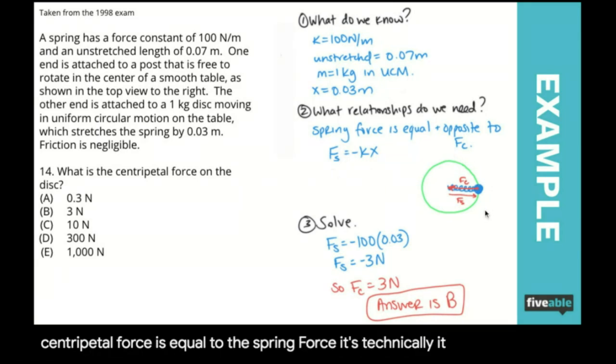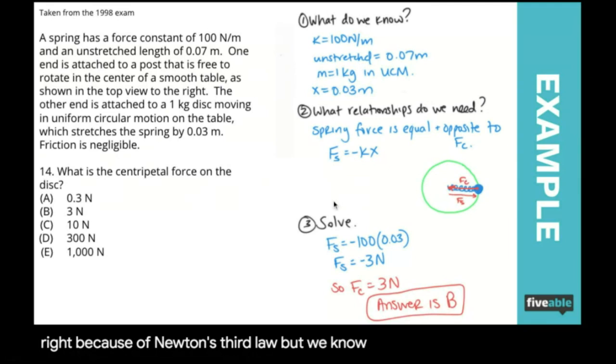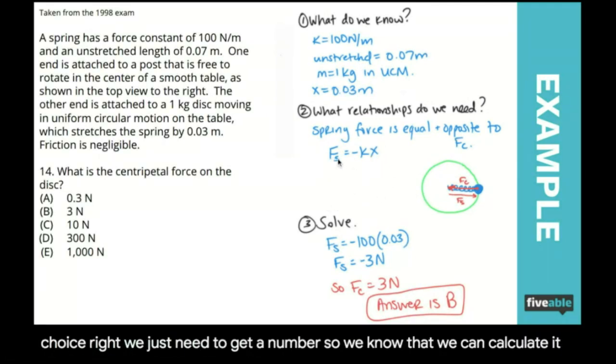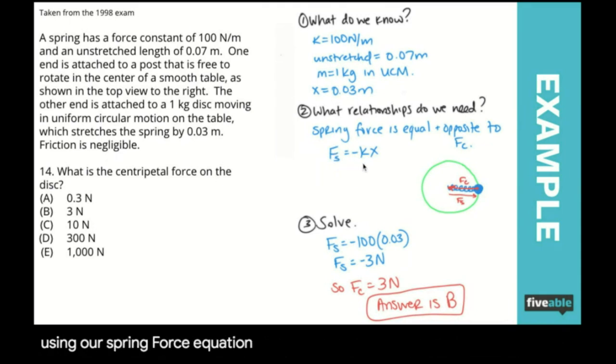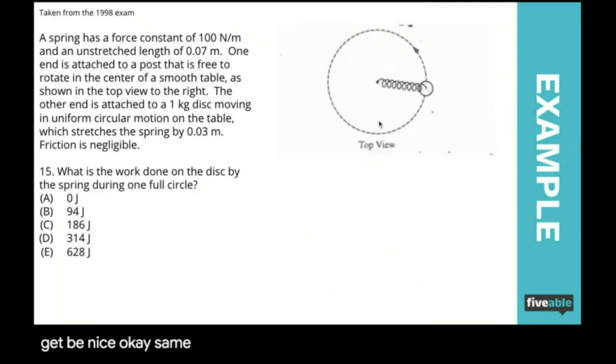It's technically the opposite, right? Because of Newton's third law. But it's multiple choice, right? We just need to get a number. So we can calculate it using our spring force equation, Hooke's law, negative kx. All we need to do is plug in our spring constant and that distance stretched as 0.03, get a number. And if we're being technical about it, the spring force is going to be equal and opposite to the centripetal force, so it's going to be equal to 3, and we'll get B.